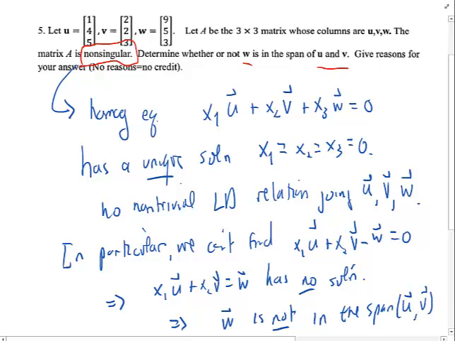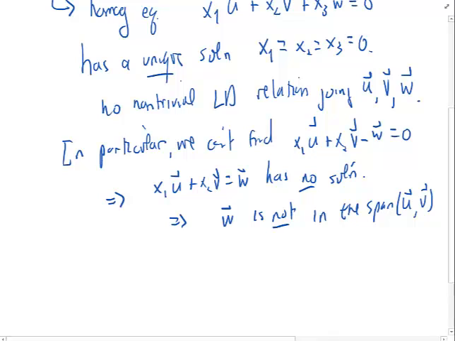You could have also done this more directly by thinking of this matrix A not as a coefficient matrix, but as an augmented matrix where w is the augmenting column, and you would directly get that w cannot be expressed as a linear combination of u and v, because when you row reduce, the last column is a pivot column. So that basically finishes the problem. w is not in the span of u and v.